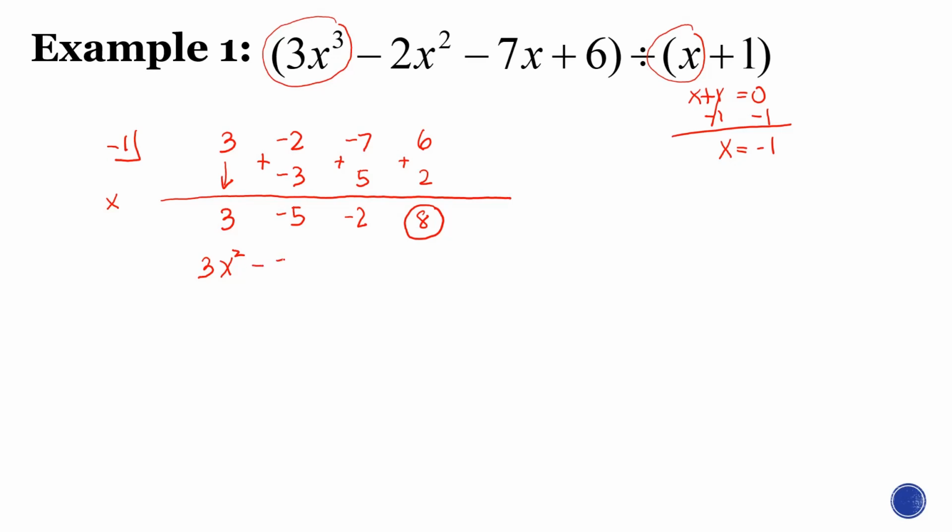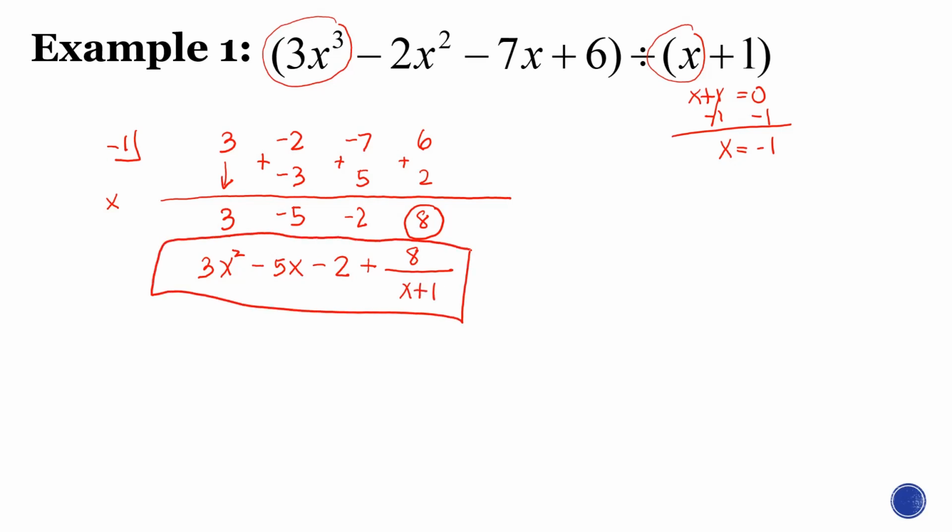So the next will be negative 5x. And then the last will be the constant, which is negative 2. And then this is going to be plus the remainder, which is 8, over the divisor, which is x plus 1. So there you go. That is our answer. Okay, let's go to the next example.